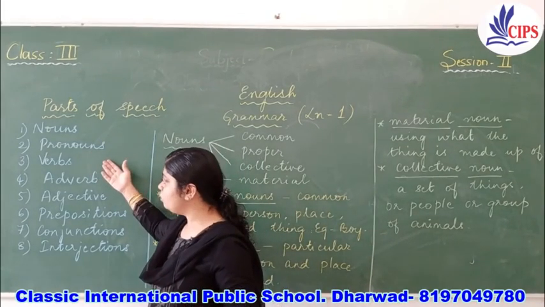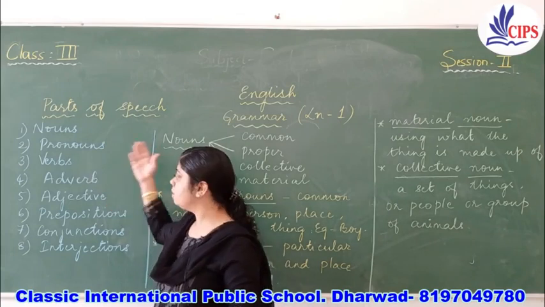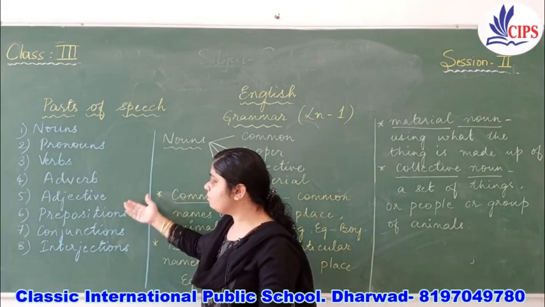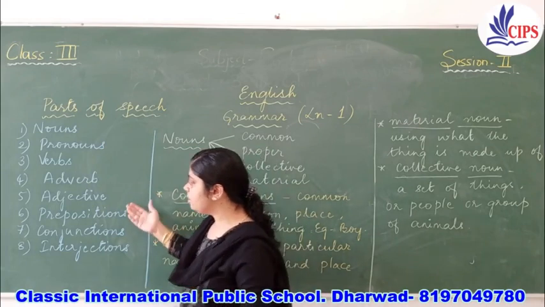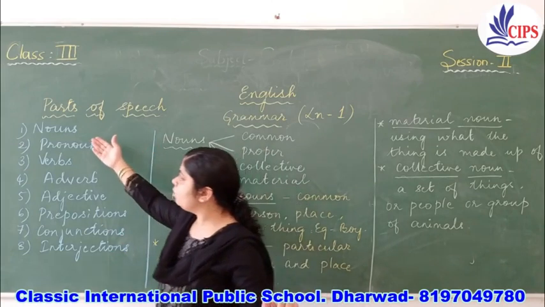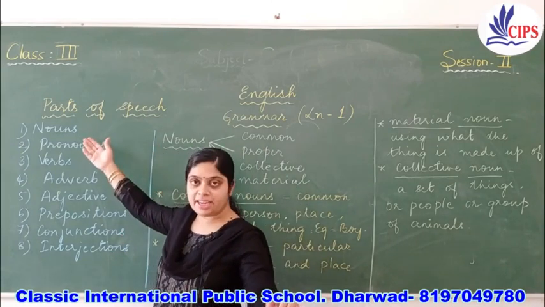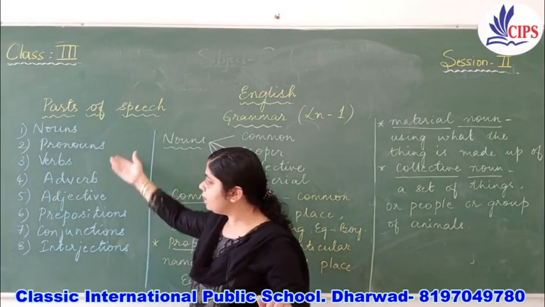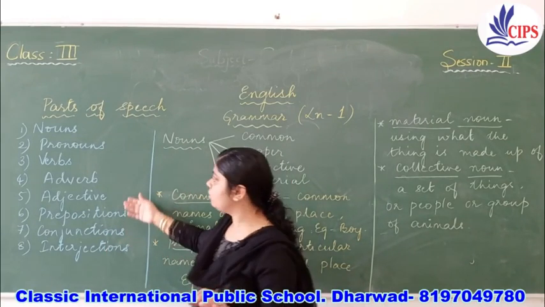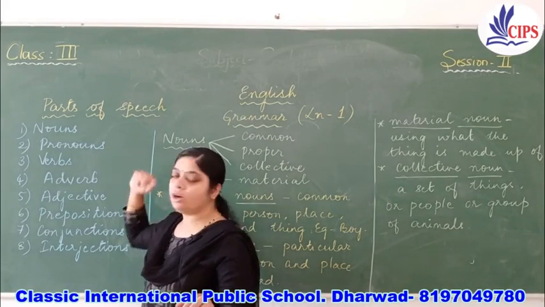Okay. Firstly, we have nouns. Second, we have pronouns. Third, we have verbs. Fourth, we have adverbs. Fifth, we have adjectives. Then we have prepositions, then conjunctions and interjections. Let me tell you about the nouns part in detail, but before that, let me cover all of these a little bit. Got it, children?